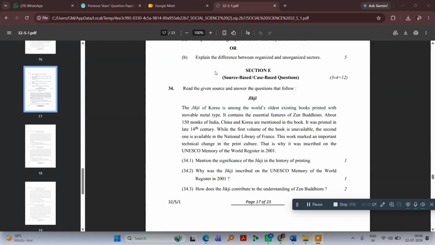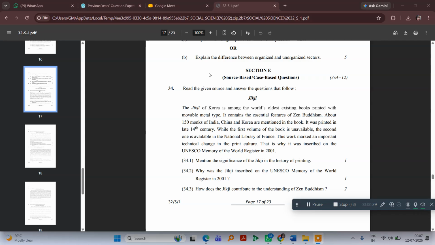Hello everyone, I'm going to discuss the question paper of 2024 section E. Now section E is with regard to source based or case based questions. In section E there will be three passages. These passages can be with regard to either history, civics, or geography or economics.